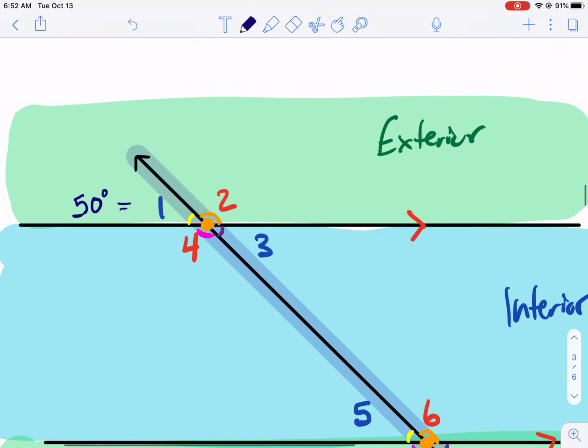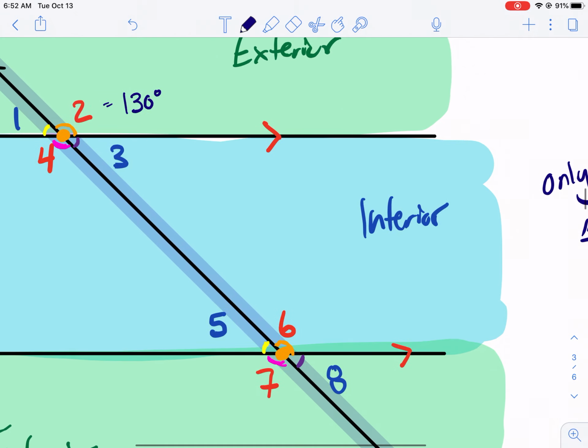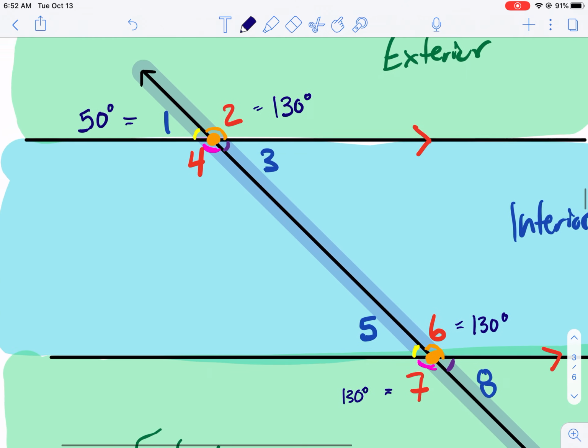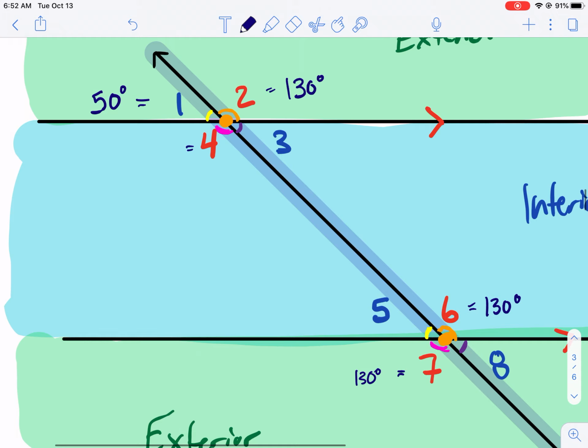Okay, how do I do that? Well, I know 1 and 2 are supplementary, so I can easily find 2 to be 130 degrees. And then from there, I'm good. I know 2 and 6 are corresponding angles. I know 6 is 130 degrees. I know 2 and 7 are alternate exterior angles. I know that 7 is also 130 degrees. I know 2 and 4 are vertical angles, or that 7 and 4 are corresponding angles. So I know this is 130 degrees.